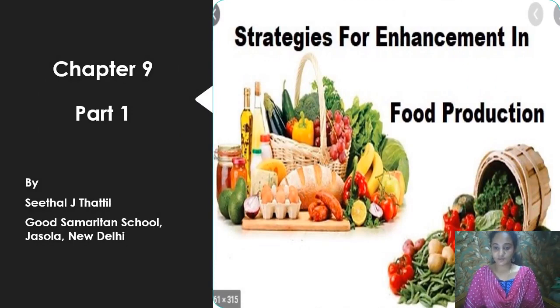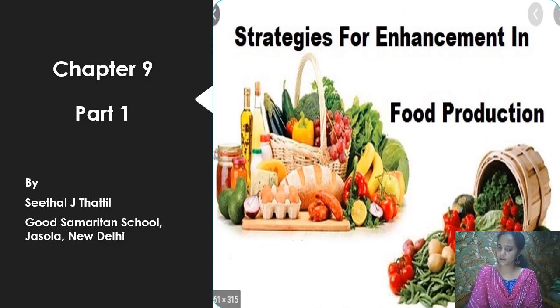Today we are going to deal with a new chapter, that is strategies for enhancement in food production. Up to this time, we were seeing the different diseases, we were dealing with the different microbes. Now, in this chapter, we are going to deal with the food production method, how to improve the food production method, what are the modern technologies that we can use to increase the food production.